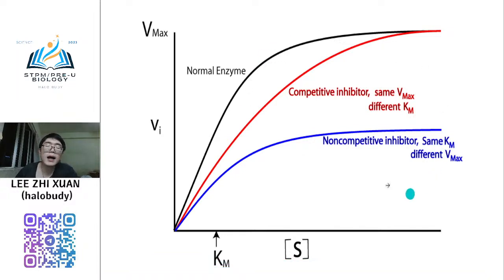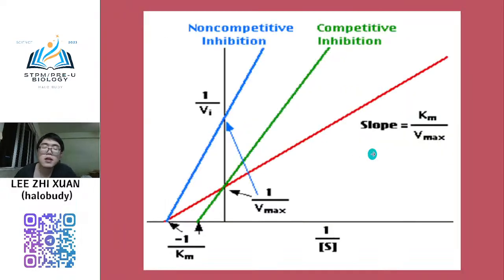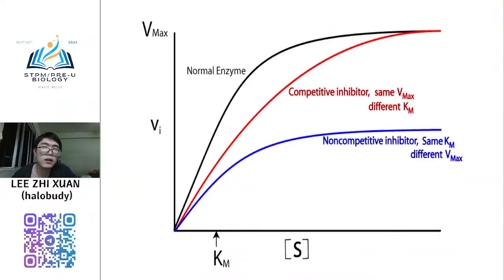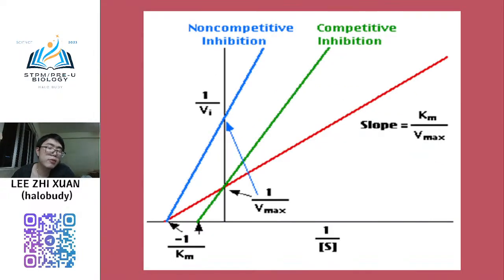So these are the main differences between competitive and non-competitive inhibitors. This one is when you use the Michaelis-Menten graph. The other one uses the linear line variable plot.